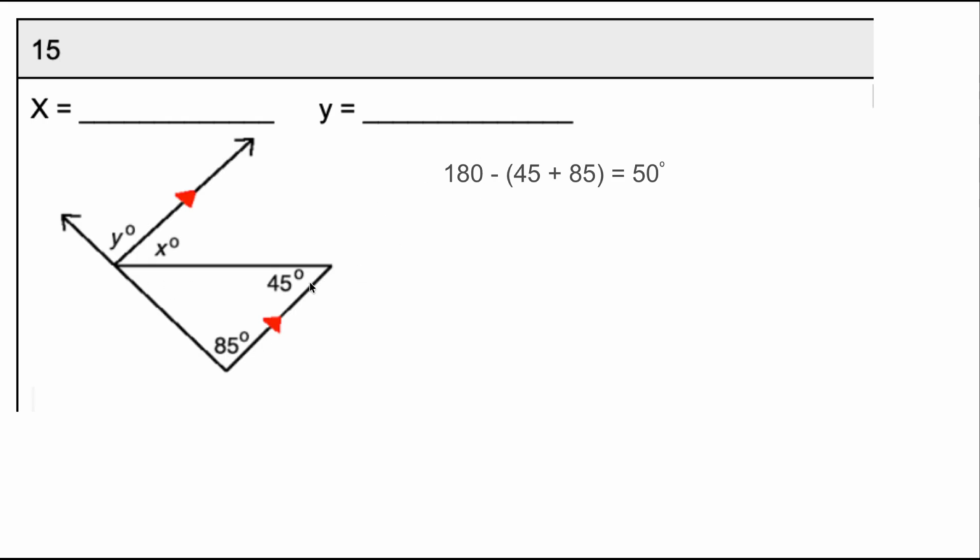So we have 180 degrees total in this triangle, then 40 plus 85. And when we subtract these two from 180, we know that this angle is 50 degrees. One thing I also noticed is that x, y, and 50 are a linear pair. And so therefore, if we have 180 minus this 50, we know that x plus y must equal 130.